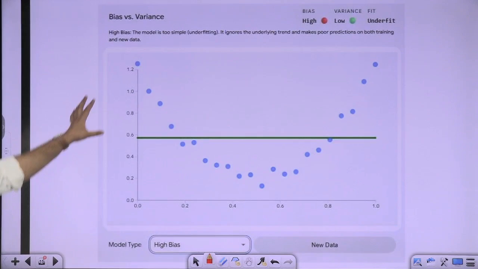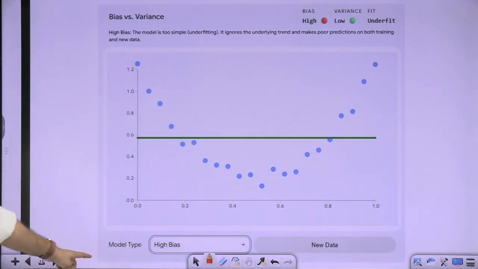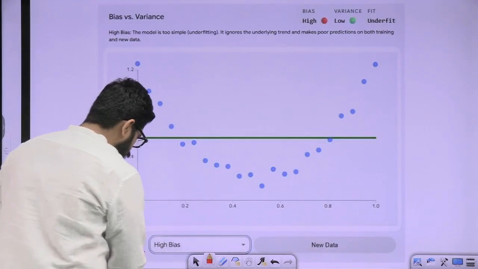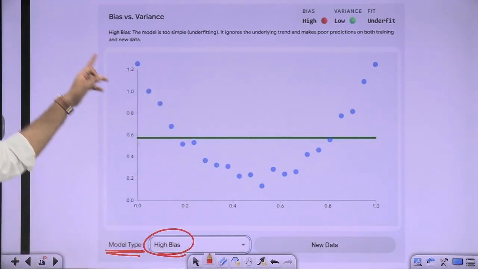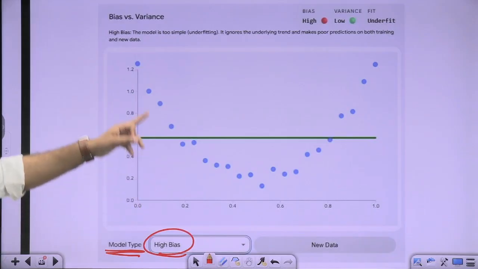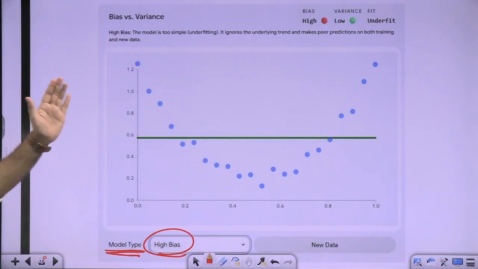Moving further, I have given the same quadratic and linear example. Here you will find the model type with high biasing. With high bias, the model is too simple, that is, underfitting. It ignores the underlying trend and makes poor predictions on both the training and the new data.